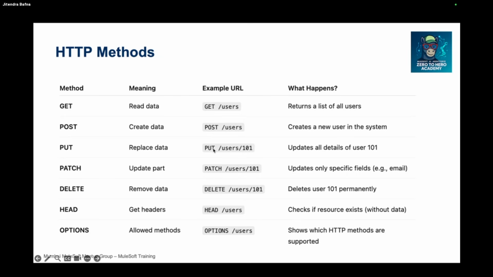PUT means replace data. If data is not available, you just create it. If data is available, you just replace it, you update it. PATCH: you can update existing data. For example, if you want to update a user's designation or user name or user date or something like that, you can use PATCH. DELETE: if you want to remove the data or the resource, you can say /user/101, so remove user 101 from the system.